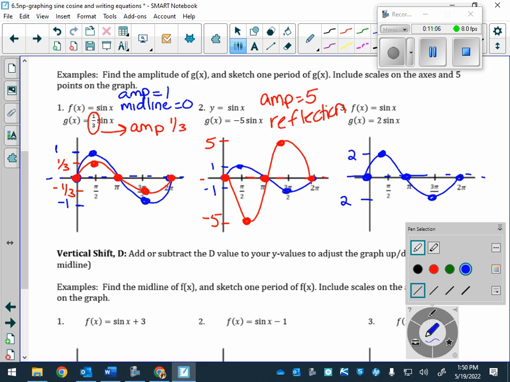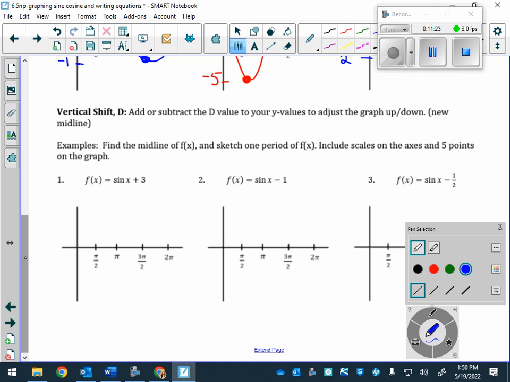Awesome. So amplitude changes the shape. It either stretches or compresses. For that one, do we need to run the calculator? Either way, if you did both, that's fine. Now we saw this a lot with functions.